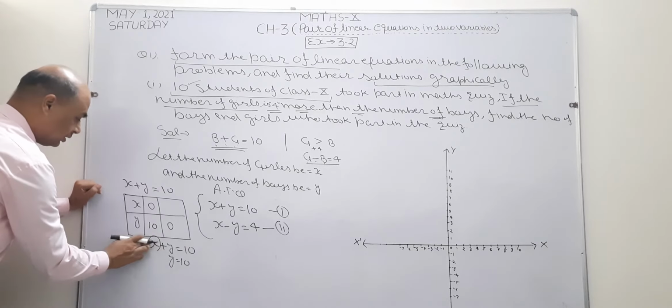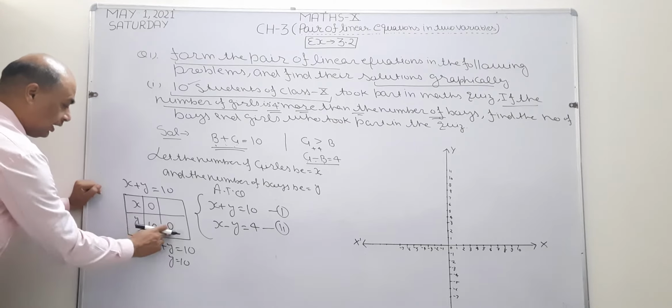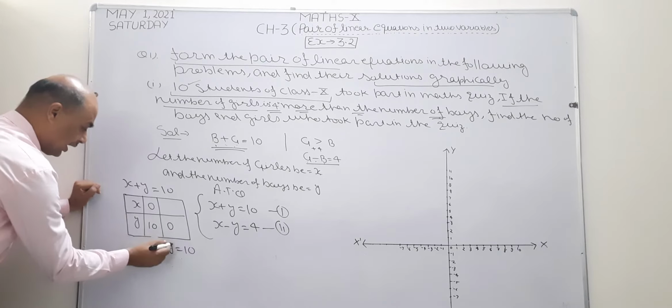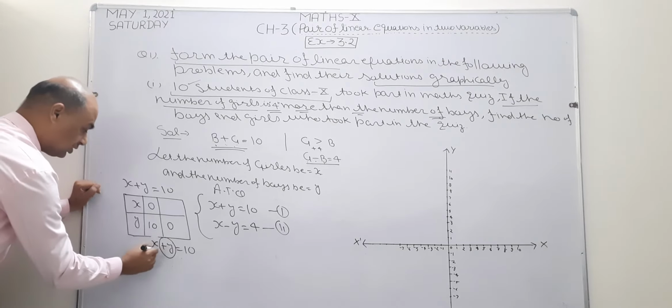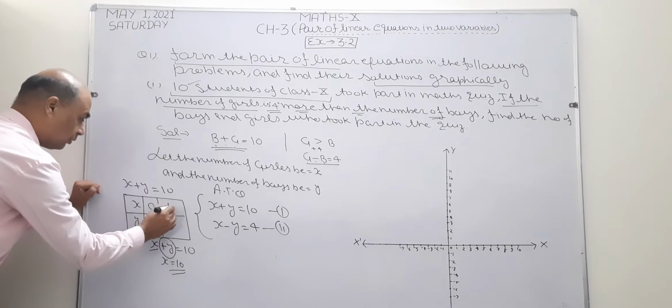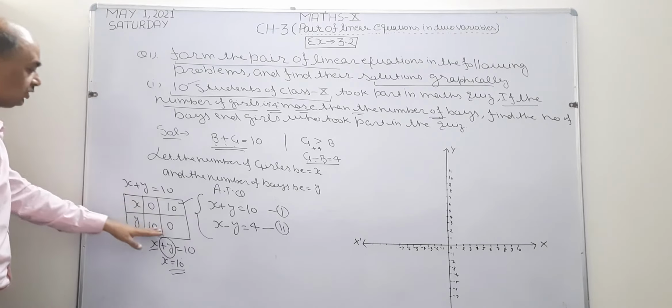In the second case, take y equal to 0. Okay. Now see, this y and its sign both become 0. What is left? X equal to 10. So in this case x becomes 10. Now see, our table is completed.